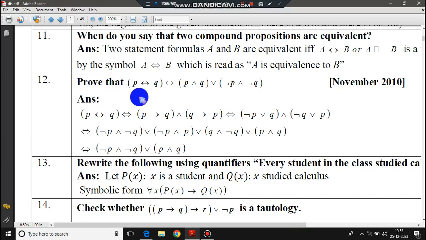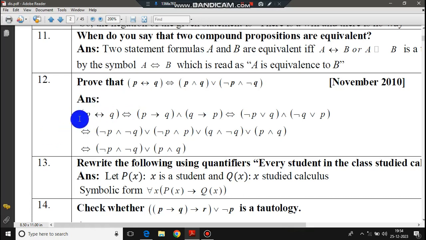Now what we have to prove in this problem is that P implies and implied by Q is equivalent to negation P and negation Q. That is what we have to prove. You take this as the left hand side and this as the right hand side. We have to prove that the left hand side equals the right hand side. Now let us find the solution for that.